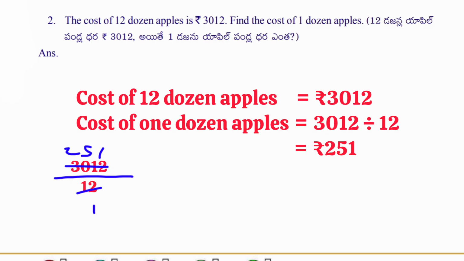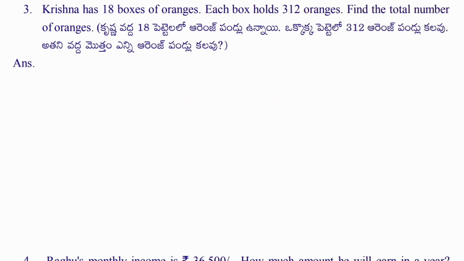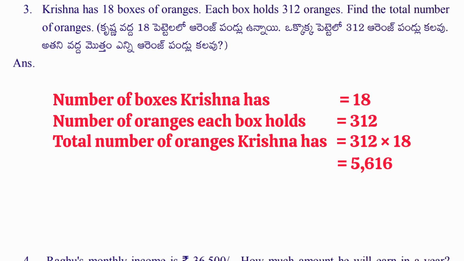Understood, guys? Let's move on to the third question, which is, Krishna has 18 boxes of oranges. Each box holds 312 oranges. Find the total number. Okay, let's see the solution. Number of boxes Krishna has is equal to 18. Number of oranges each box holds is equal to 312. Then total number of oranges Krishna has, so do the multiplication. 312 multiplied by 18. You will get the answer 5616. Okay, 5616 is your answer.